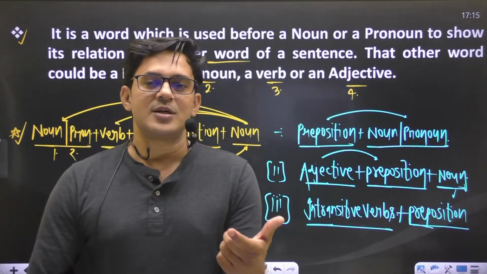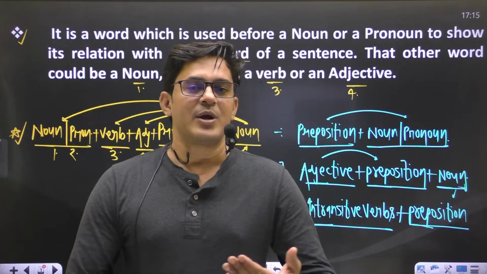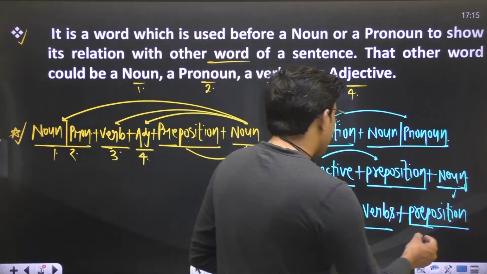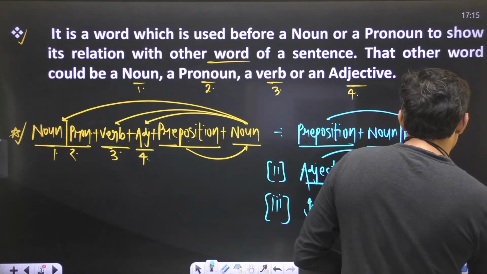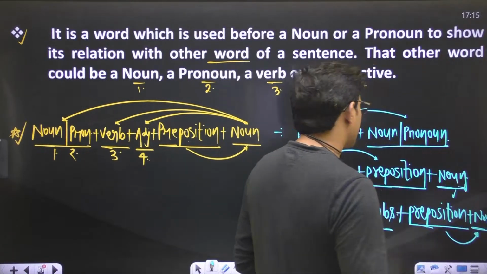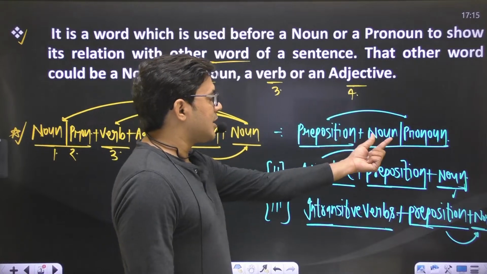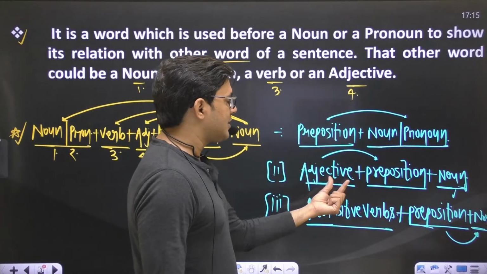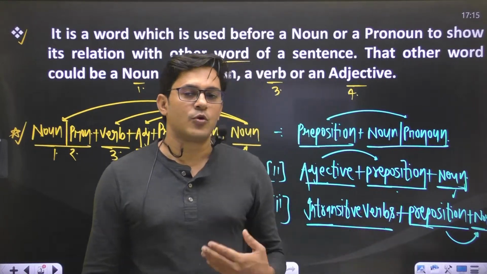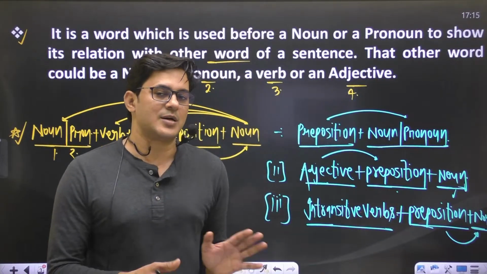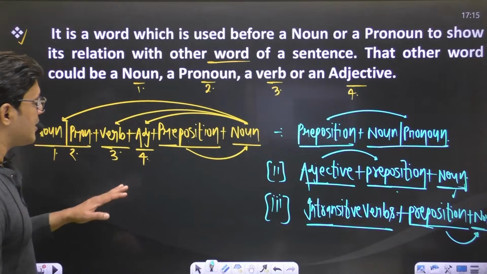Actually, intransitive verbs demand a preposition after them. And again, after this preposition, we need a noun, because as we know, prepositions are used before a noun. So prepositions are used before a noun or pronoun, adjectives are followed by prepositions, and intransitive verbs are followed by prepositions. So these are the basic points, and this is the definition.